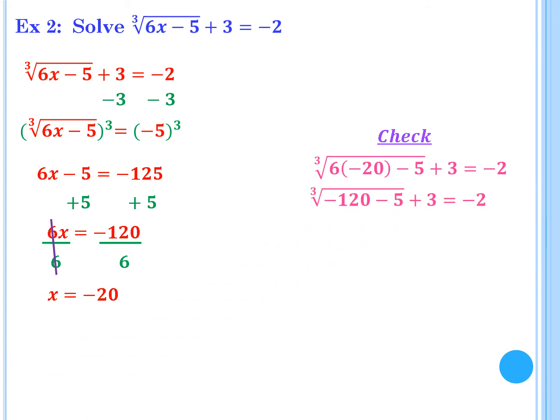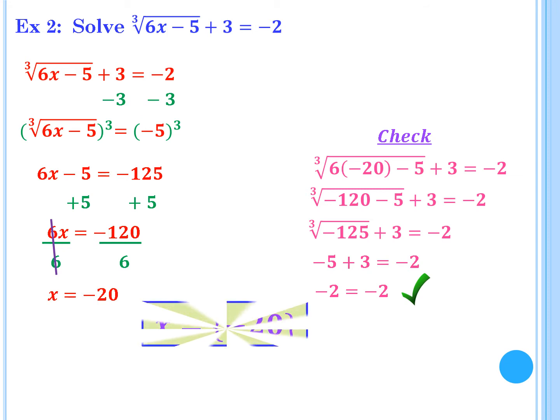That gets me the cube root of negative 120 minus 5, plus 3 equals negative 2. I combine like terms. That gets me the cube root of negative 125 plus 3 equals negative 2. I now take the cube root of negative 125, negative 5 plus 3 equals negative 2. Now negative 5 plus 3 is negative 2, so that is a true statement. So we have confirmed that x equals negative 20 is our solution to this example.